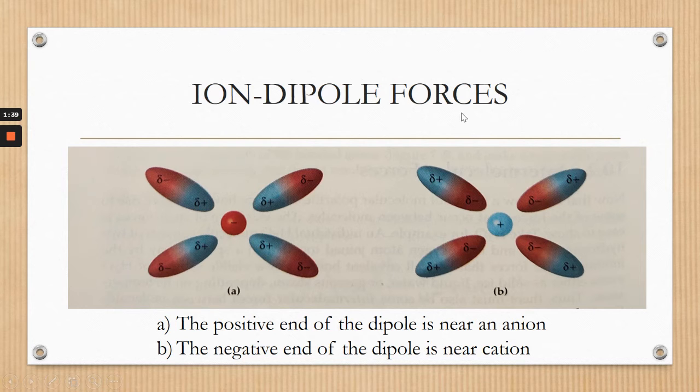For ion-dipole forces, as you can see here, ion-dipole forces are the result of electrical interaction between an ion, this is the anion and this is the cation, and the partial charge on a polar molecule. This is what we call ion-dipole forces.